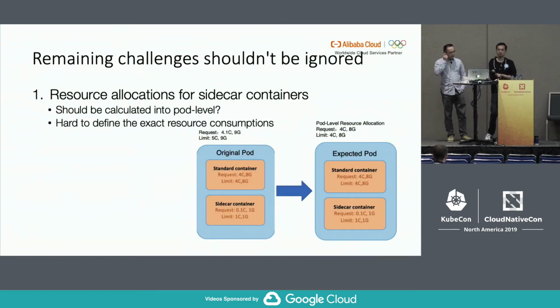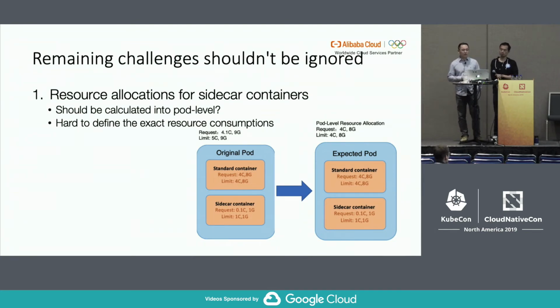What's next? There are still some remaining challenges that really should be addressed, so it is worth paying attention to. The first is resource allocation. The question is, should the resource consumption of sidecars be calculated into the whole pod? You can just see the right graph.